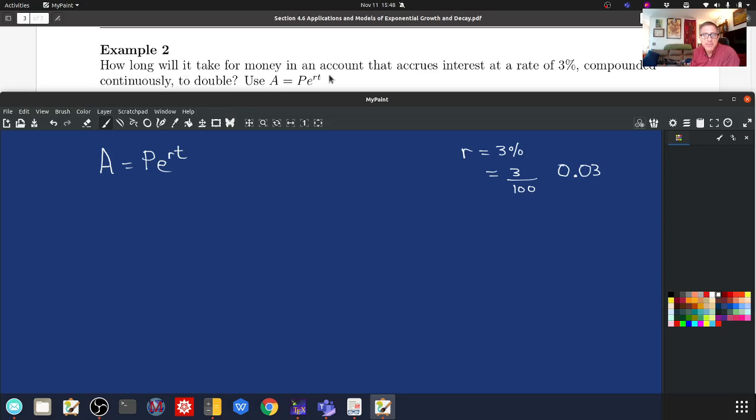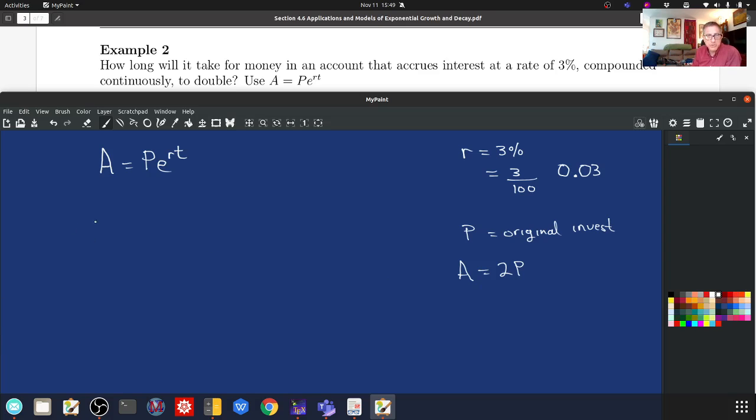So how long will it take for money in an account that accrues interest at 3% compounded continuously to double? So what is it that's going to double is the principal. So the money, the original investment, is P. So we want to know when our amount is twice that original investment.